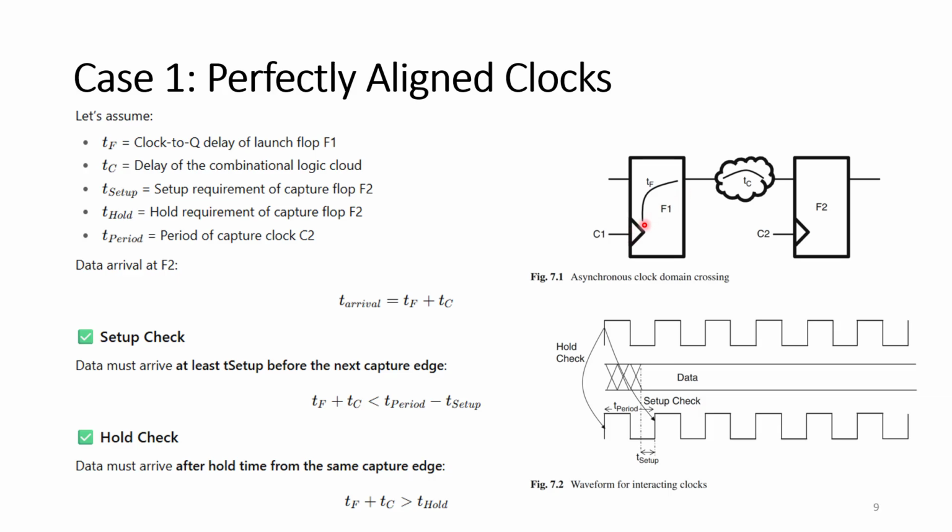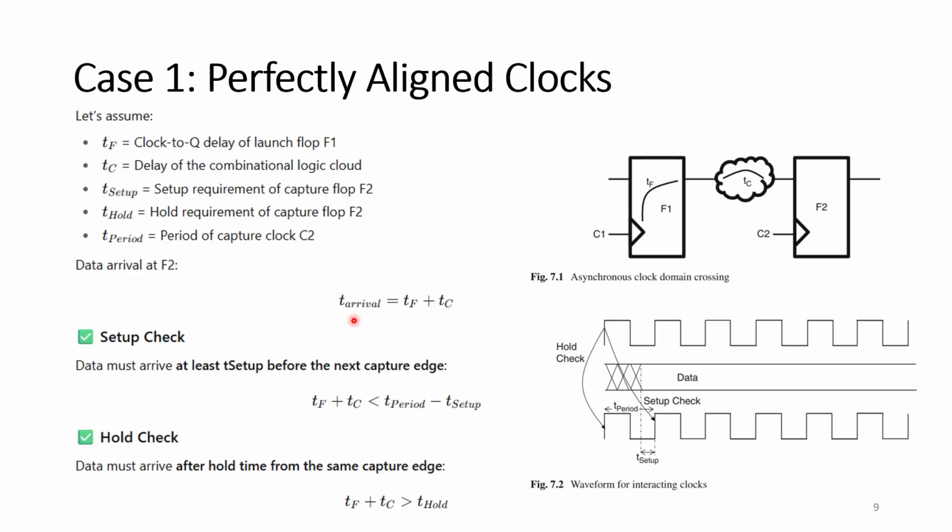So from clock to Q it will take some amount of time, that is represented as TF, whereas TC is nothing but combinational delay. So here TC is called combinational delay. Setup requirement of capture flop F2 is represented as T setup. Hold requirement of capture flop F2 is represented as T hold. So here we will be calculating between D pin and clock pin, setup and hold. Generally we get these values from the dot lib, and T period is nothing but time period.